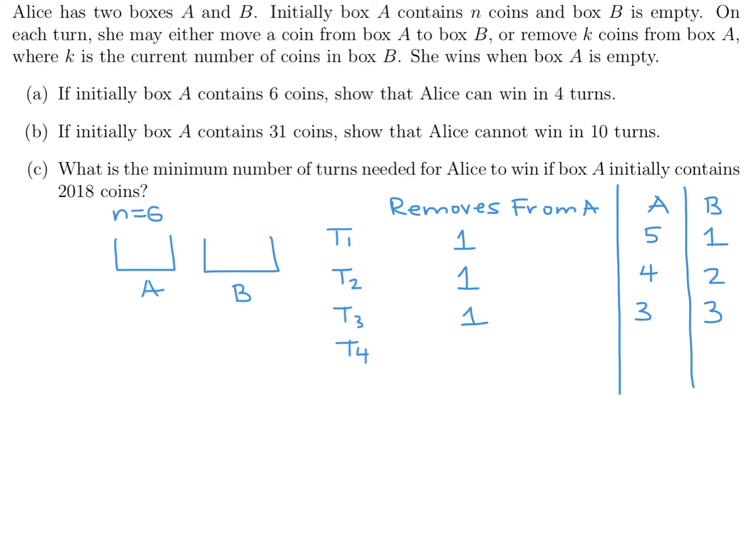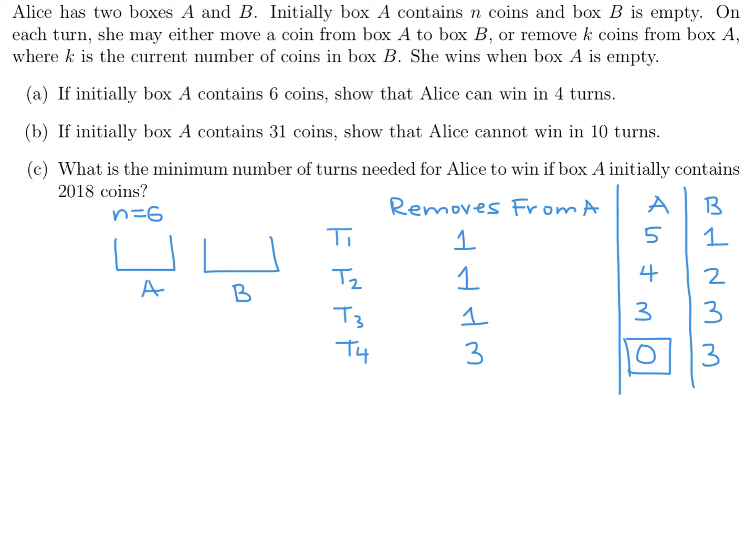This now becomes 3. Now we can utilize that rule that you can remove the number of coins that are in box B. Box B has 3 coins, so we can remove 3 coins now. That's why I can put a 3 there. And if that happens, we're now down to 0. And this stays as 3. Yeah. So she wins when box A is empty. So since box A is empty, she's won.